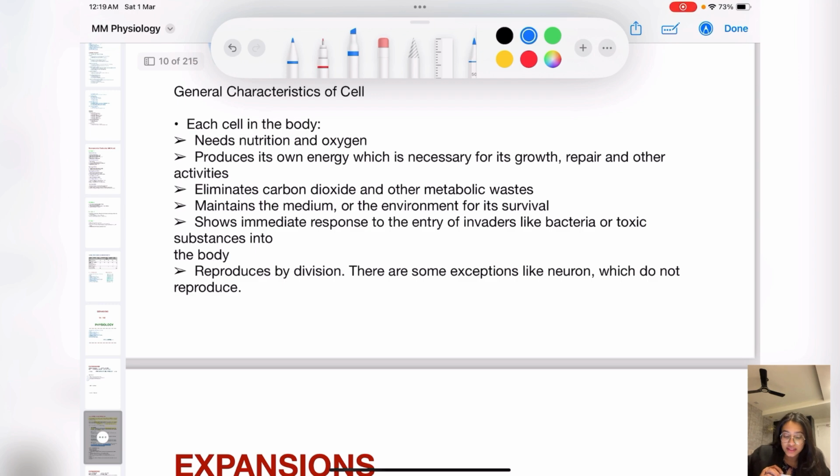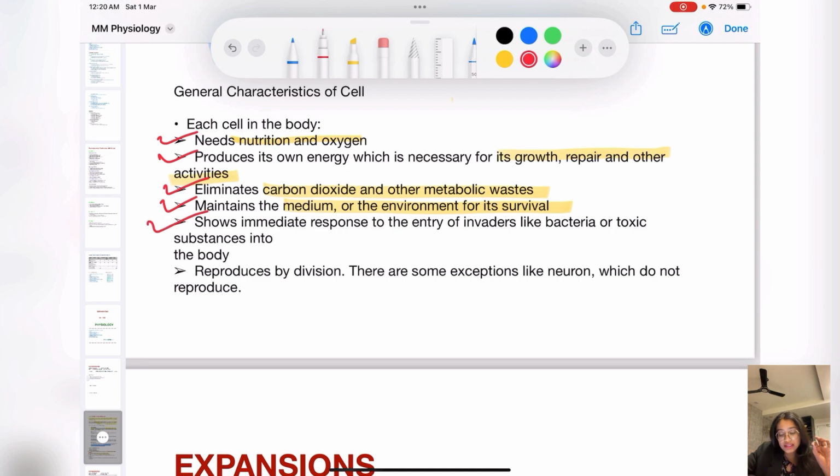Now, general characteristics of a cell. Each cell in the body needs nutrition and oxygen, produces its own energy which is necessary for growth, repair and other activities of the body, eliminates carbon dioxide and other metabolic wastes, and maintains the medium or the environment for its own survival.